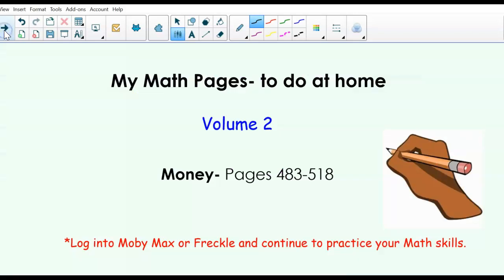All right, boys and girls. Continue to have fun with math at home by using your Math Workbook Volume 2, pages 483 to 518. These pages are dealing with money. Remember, you only have to complete 1 or 2 pages at a time.